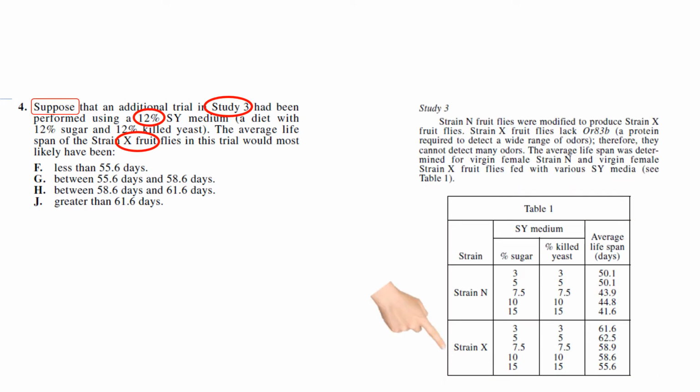Suppose an additional trial in study 3 had been performed using a 12% SY medium, a diet with 12% sugar and 12% yeast, the average lifespan of strain X flies would most likely have been. Okay, so we're going to look at study 3, strain X, and we're going to do 12%. This is a supposed question, so you have to think about it. So draw a line between 10 and 15, and you'll see the lifespan is between 55 and 58 days.